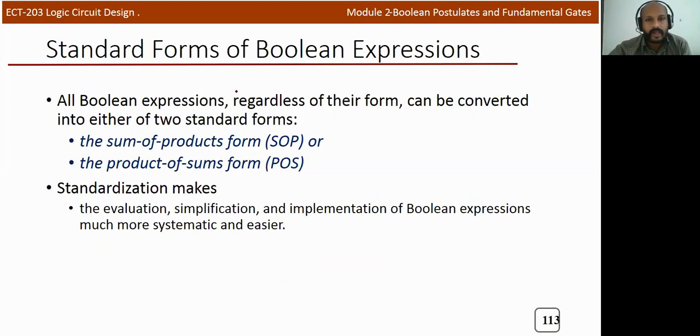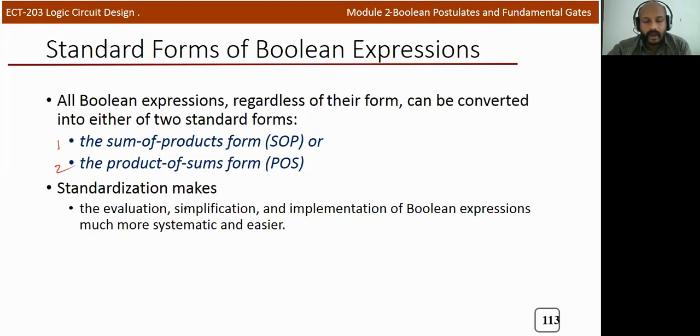Standard forms of Boolean expression. There are two different methods or ways we can represent a Boolean expression. One is known as the sum of product form, and the second one is known as the product of sum form. In short, we will call it SOP and POS form. So throughout the lecture, we will use these words SOP and POS. SOP means sum of product, and POS means product of sum.